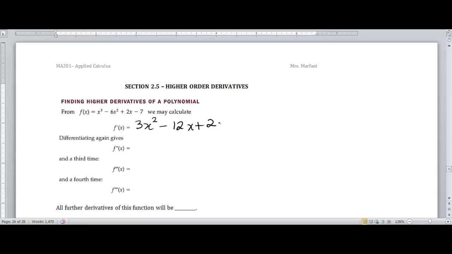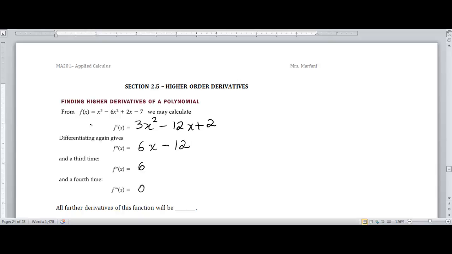If we take the derivative again, I'm going to take the derivative of this function, bring the 2 out front, so you get 6x minus 12. Take the derivative again, you get the derivative of 6x, which is 6, and the derivative of 6 is 0. So these are called higher order derivatives.